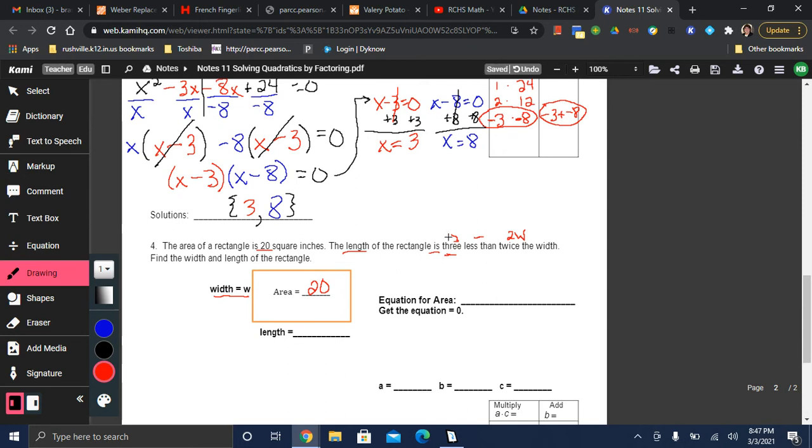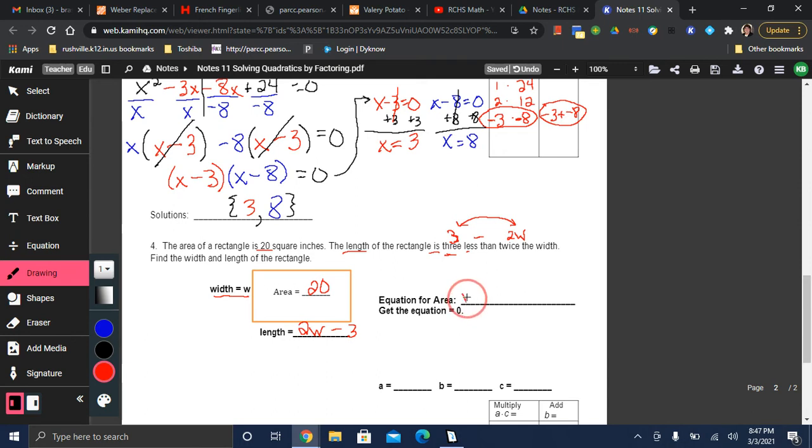So the one thing I have to correct on this is when it says less than, I have to translate backwards. So my equation for the length is, so length equals, translating backwards, I would start with 2W minus, and then the 3. Now, my equation for area is length times width. I'm actually going to do the width first.